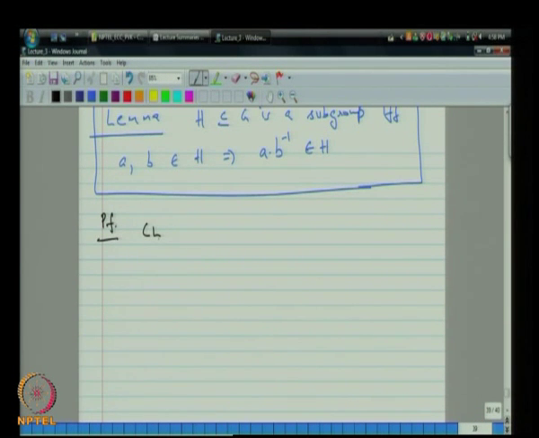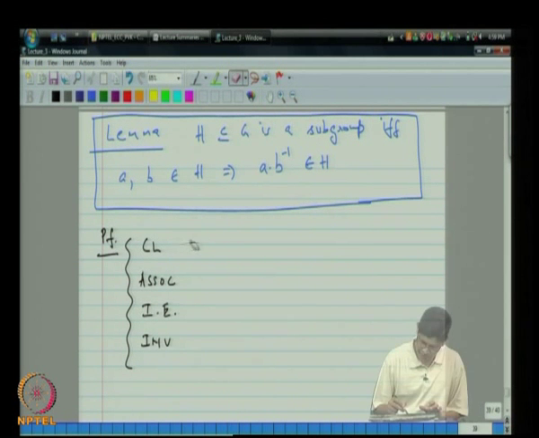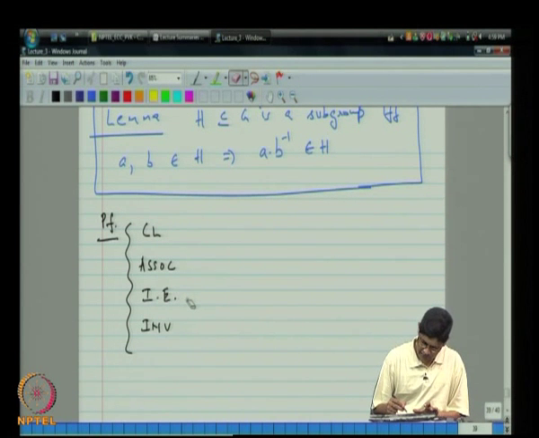Which are the axioms of closure, associativity, the identity element, and the inverse. Now, we will not necessarily tackle them in that order. It is convenient to actually tackle the identity element first.